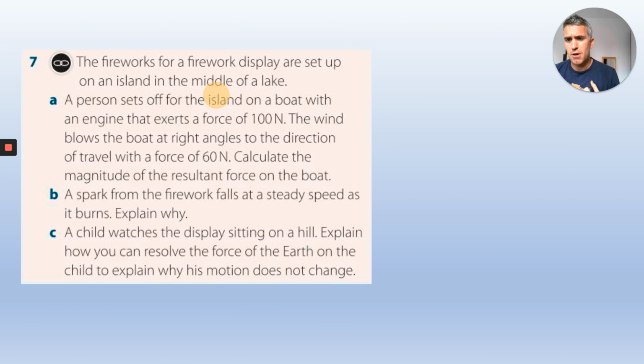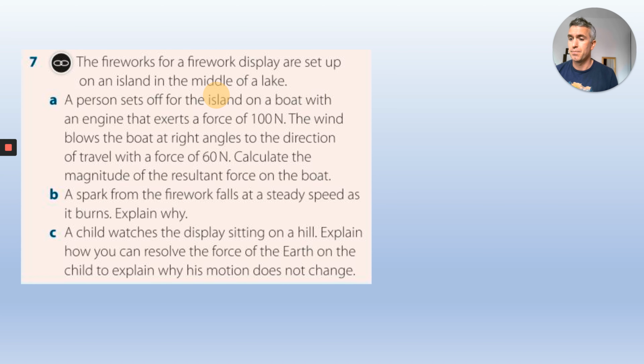A firework display is set up on an island in the middle of a lake. A person sets off for the island on a boat with an engine that exerts a force of 100 newtons. The wind blows the boat at right angles to the direction with a force of 60 newtons. Calculate the magnitude of the resultant force on the boat.